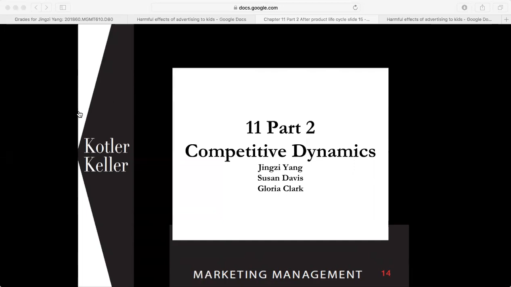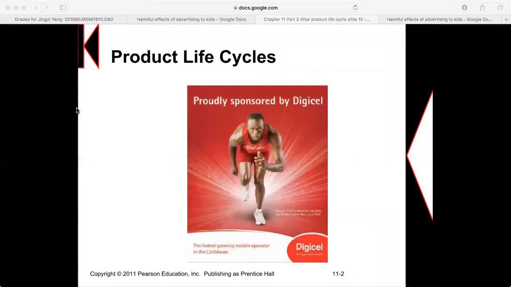Since we're only covering the second portion of Chapter 11, which is product life cycle, our slideshow is kind of short. In this picture, which I captured from the book, you can see a mobile company from the Caribbean. They use the famous Jamaican world record sprinter, Mr. Bolt, as a spokesperson. It is very common. You normally see big companies like to use famous local celebrities or athletes as their spokesperson.